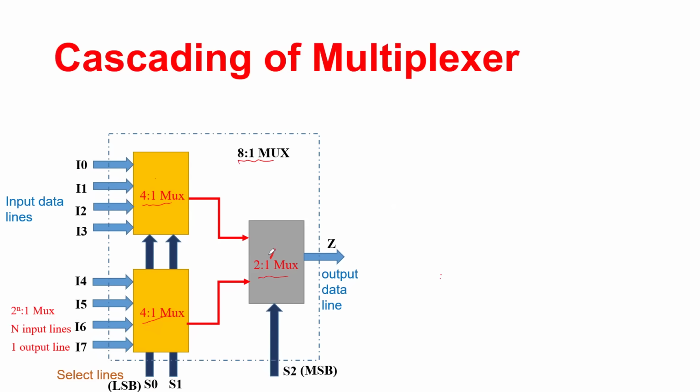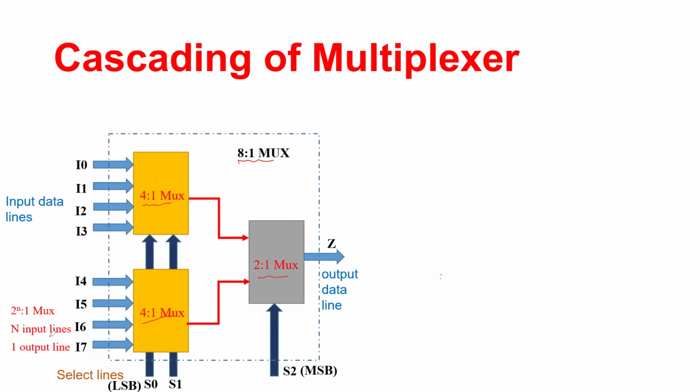And then you have a single 2:1 MUX. Obviously, it has two data input lines, let's say X and Y, and it has a single select line in the form of S2. And finally, you have the output of this. So in the dotted box, you've got this internal structure, but outside you've got the definition of an 8:1 MUX where from I0 to I7, you've got 8 input data lines and a single output line.